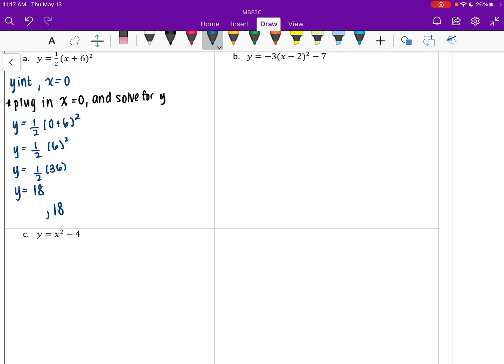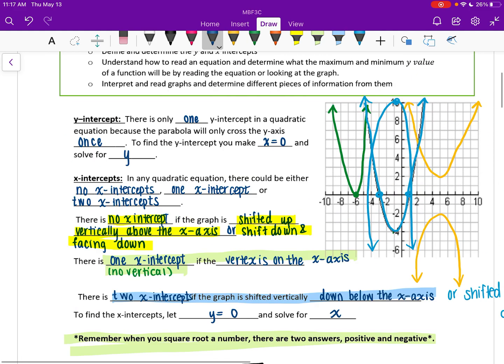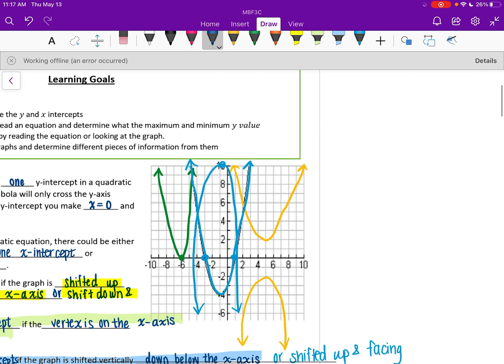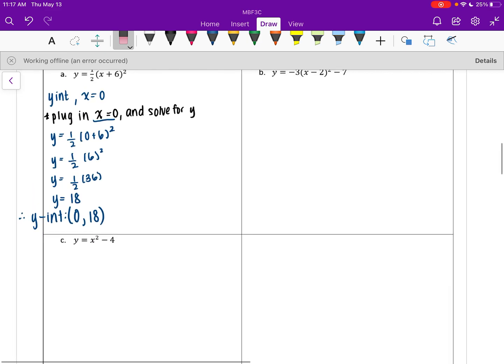And I'm going to just write the coordinates. And I know x is equal to 0 because we already had determined that. So we have 0, 18 is our y-intercept. If I wanted to plot that, I would just go up to my graph and say, okay, 0 and 18, so it'd be up here somewhere. That's where my y would intercept. Okay? Easy peasy. Let's go on and do our x-intercept.